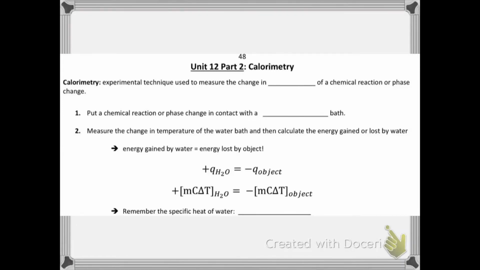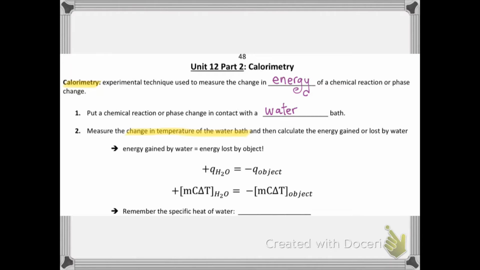Today we're going to talk about calorimetry. Calorimetry is the experimental technique that we use when we want to measure the change in energy of either a chemical reaction or a phase change. The trick is, it can be hard to measure the chemical change of an actual reaction. So what we do is we take our chemical reaction or the phase change that we're trying to study and we put it into contact with a water bath. And then we measure something that's really easy to measure the temperature change of, the water.